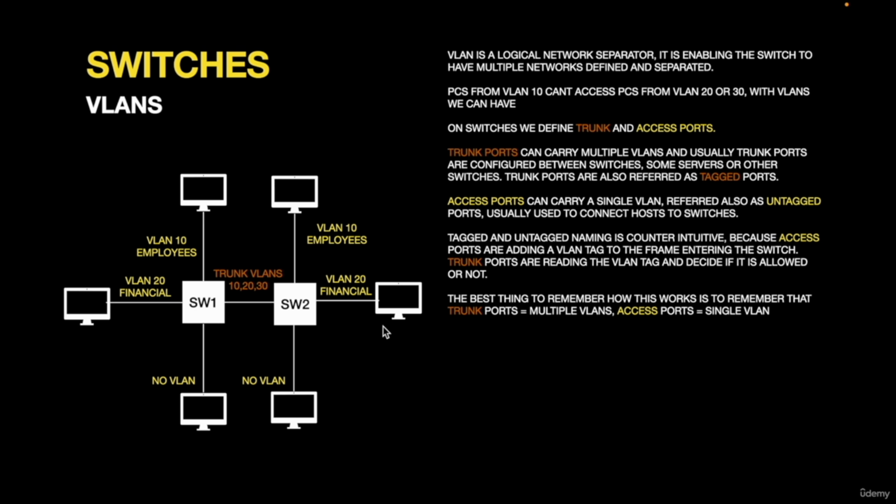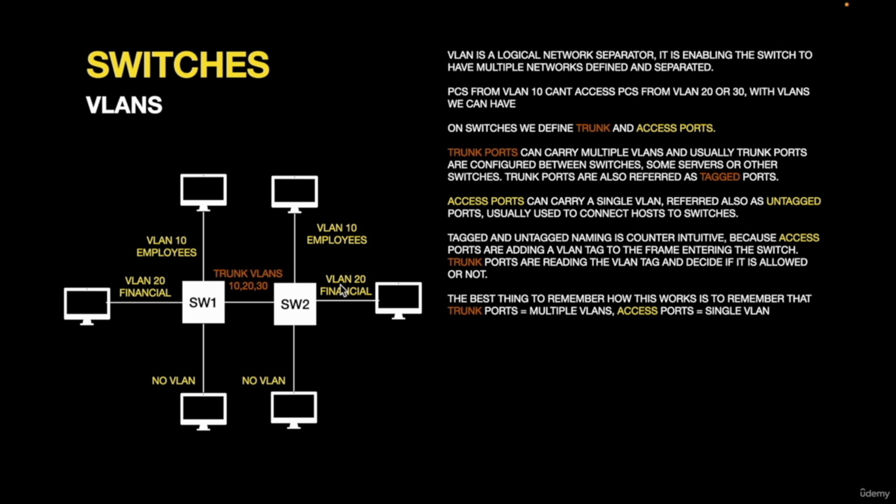So on switches with VLANs, we should also specify trunk and access ports. Trunk ports will carry multiple VLANs, and usually these trunk ports are configured between switches, and in some cases the trunk ports might be configured between servers which are carrying multiple VLANs, or on which data is separated by multiple VLANs. And trunk ports are also referred to as tagged ports.